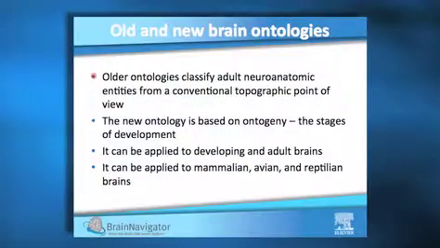This is really saying the same thing again, that the traditional systems used the conventional topographic point of view, whereas this is based on ontogeny. Because of that, it actually applies to mammalian, avian, and reptilian brains. You can probably apply it to all vertebrate brains with modifications as you go back, because it does follow the developmental sequences that are common to all of those brains.